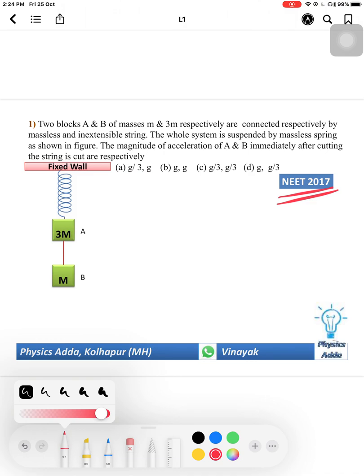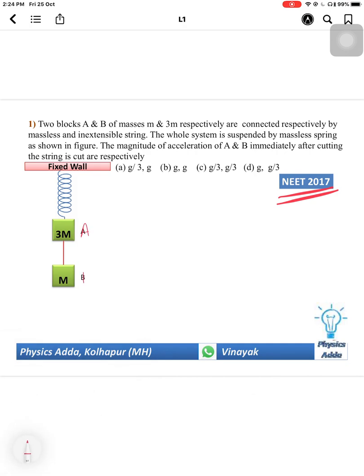Here we are having two blocks. First block is block A, second one is block B. The mass of block A is 3m, the mass of block B is m. So these two blocks are tied with a massless and inextensible string. It means that the mass of string is 0 and the string is inextensible. Okay.